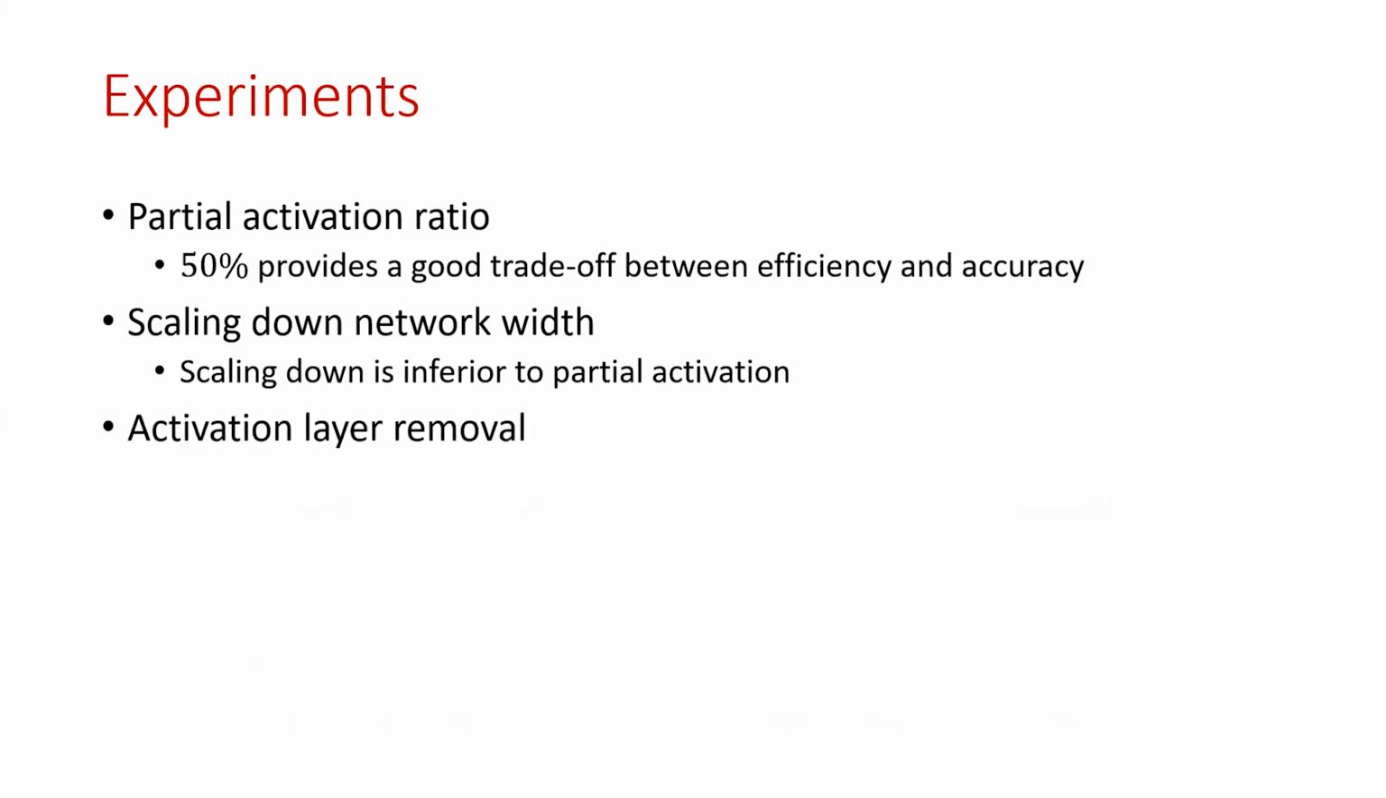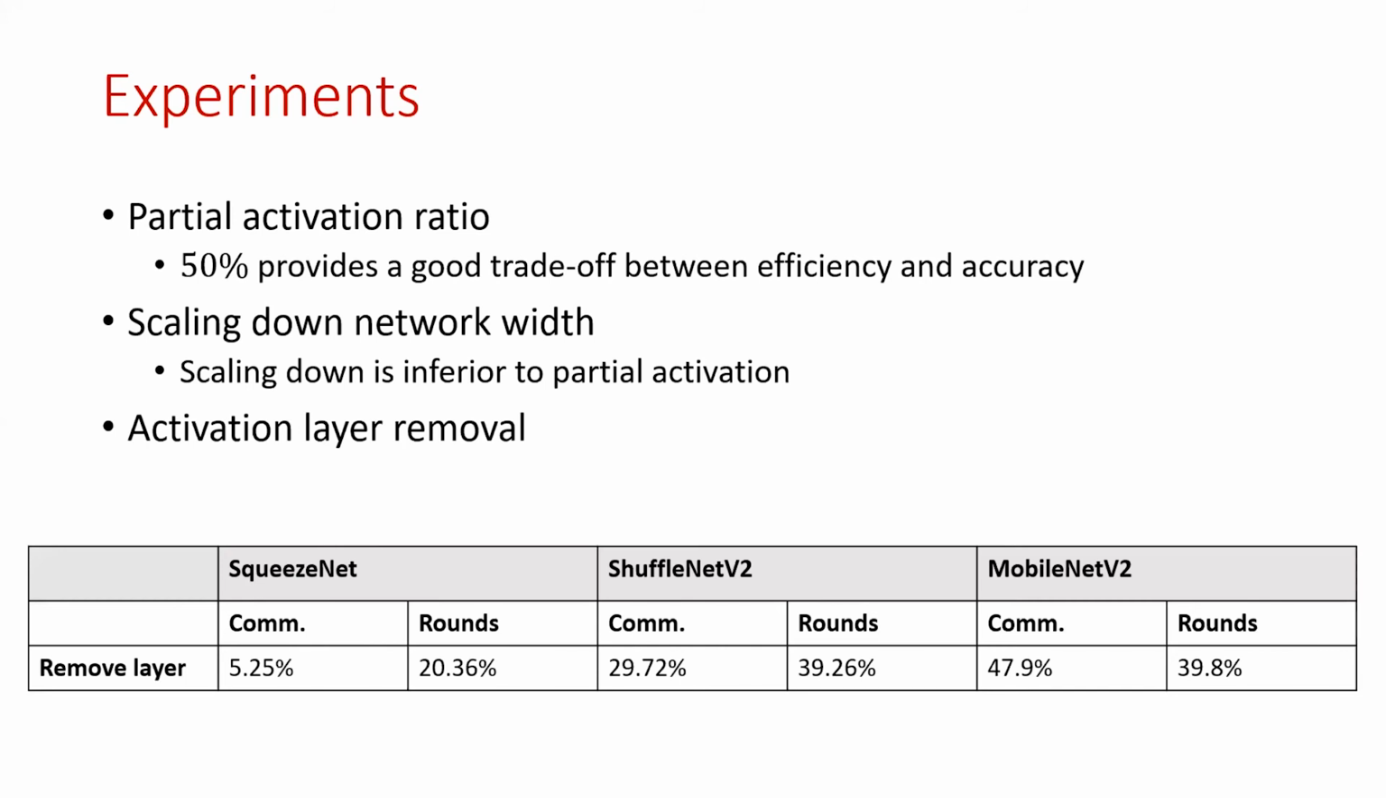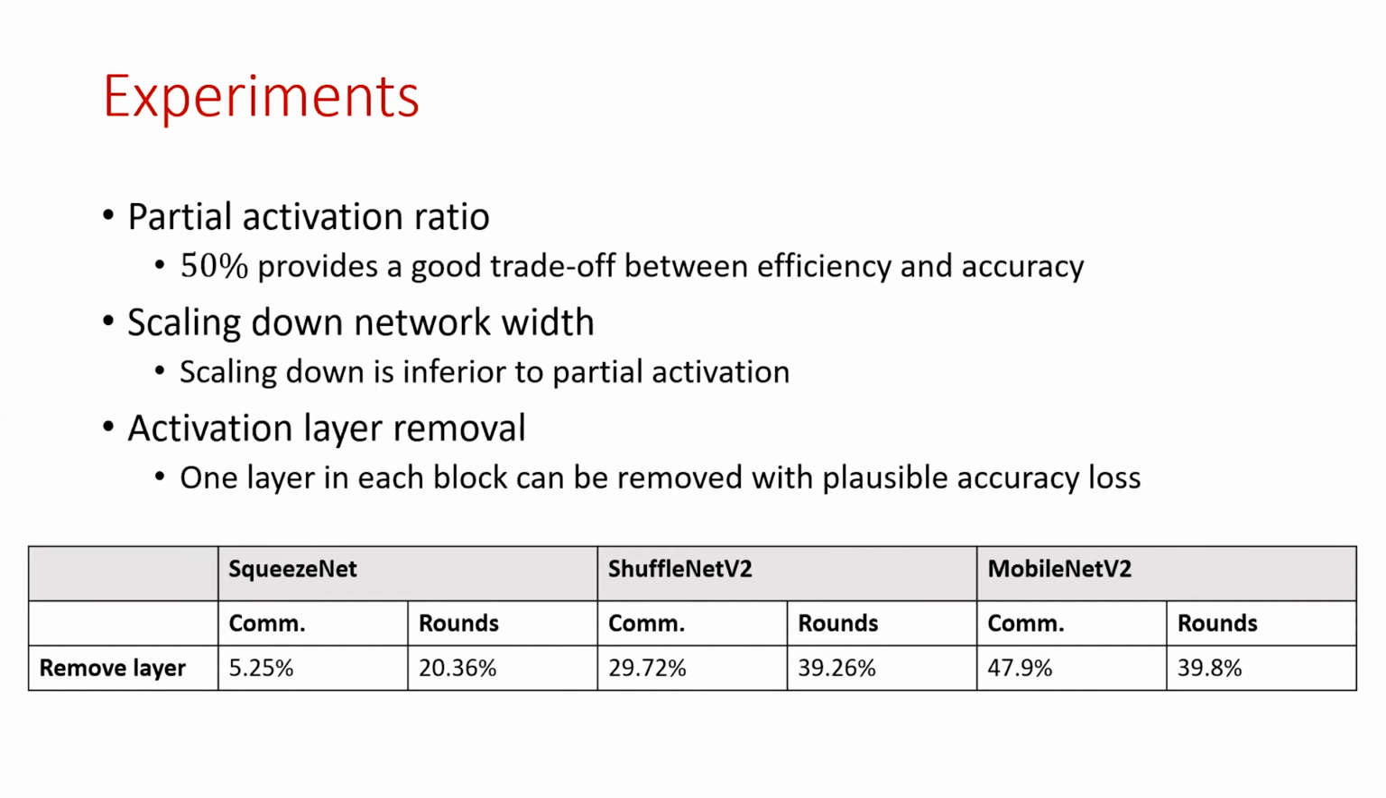We also experimented with removing complete activation layers. As we evaluated our method on 3 architectures, all of them are built using a repeating building block, which is very common in modern neural networks. And in all of those building blocks, we had 2 activation layers. And we found out that in each one of them, we were able to completely remove 1 activation layer with only a plausible or even no accuracy loss, while improving the communication and round complexity substantially.